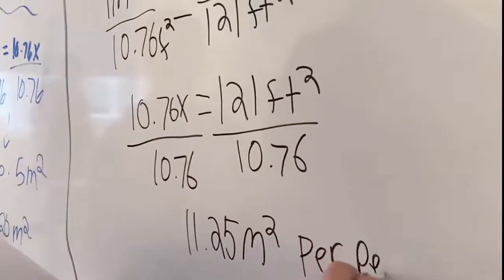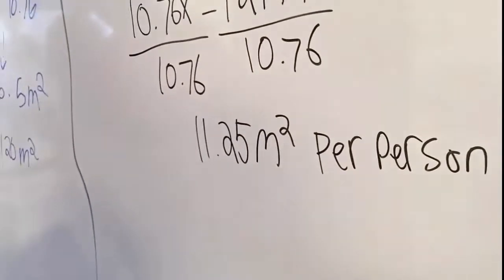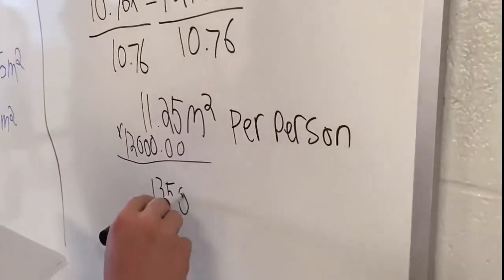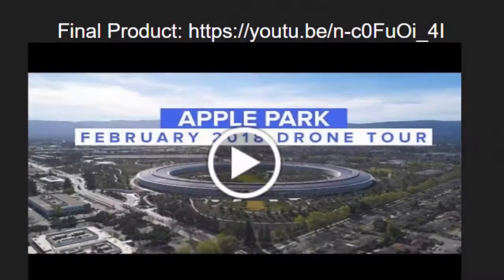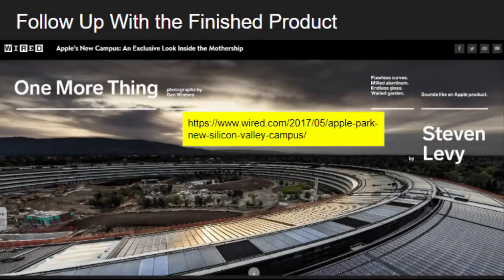Once students complete their investigation, you can follow up with a video that features the Apple Park as of February 2018. They can also follow up with the informational article from Wired.com that gives them more information about the finished office campus.